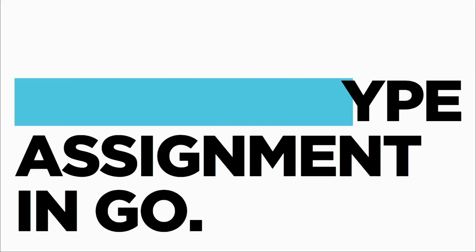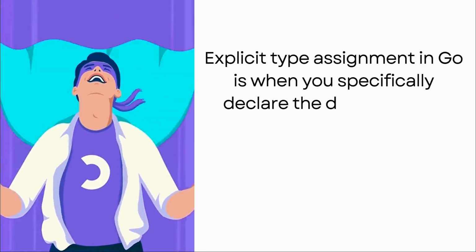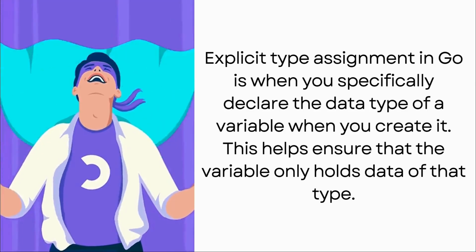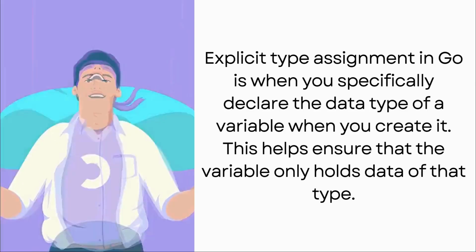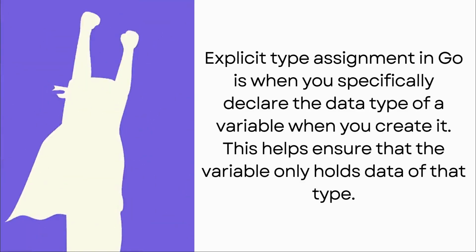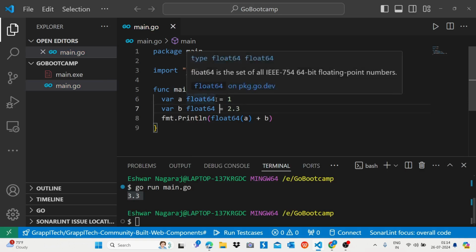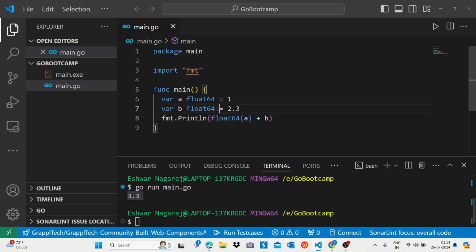What do you mean by explicit type assignment? Simple. You specifically declare the type of a variable when you create it. This helps ensure that the variable only holds that type of data. See, you want a floating point number, right? Here you can just say float64. You can define the type of data when declaring itself. It can understand without even having this, but it's a better practice to tell what type of data you're trying to store. So that is how this is done.